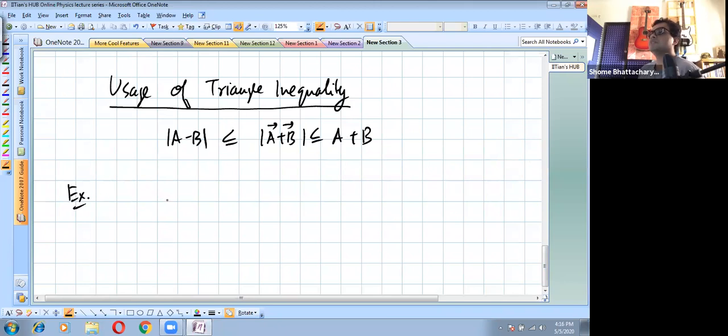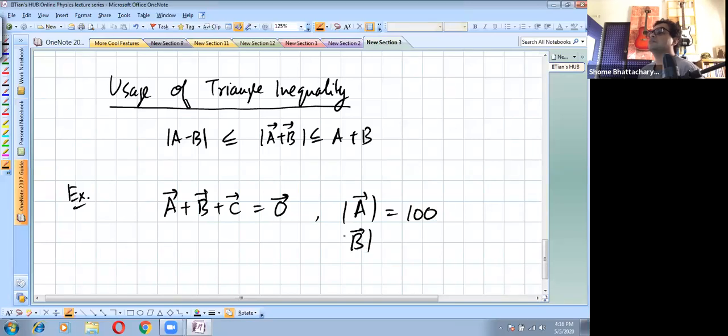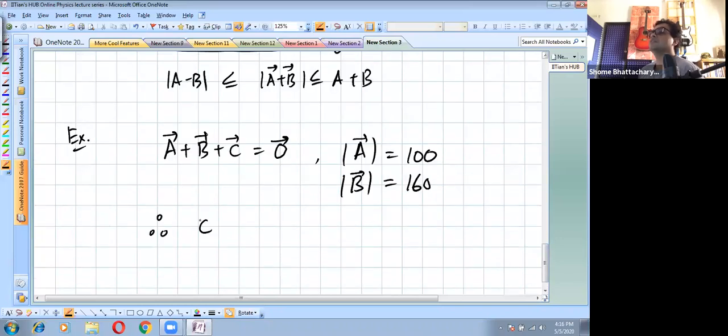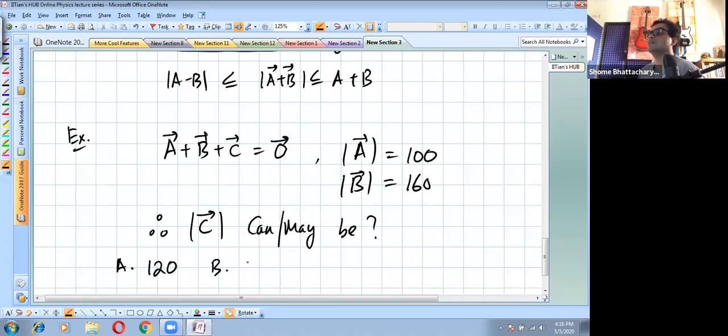So for example, this type of question, which I've given many of in your exercise. Suppose we have a plus b plus c is equal to a null vector. Given that the magnitude of the vector a is, let us say, 100, and the magnitude of the vector b is, let us say, 160. I ask you that therefore, c's magnitude can be which of the following? So I give an option like this. Option A, can it be 120? Option B, can it be, let's say, 70? Option C, can it be 300?